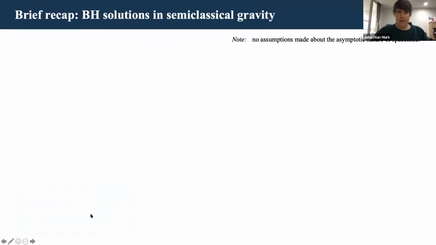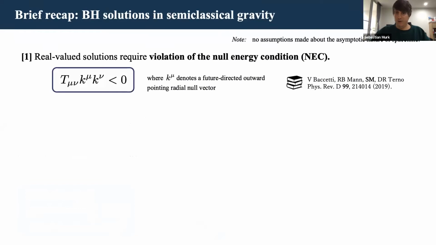Now, I want to briefly recap 2 important results that are going to be relevant for what follows. The first one I've already alluded to in my introduction, namely that real-valued solutions of the Einstein equations that correspond to physical black holes necessarily require that the null energy condition is violated. And this is actually a known result that was first derived by Hawking and Ellis.